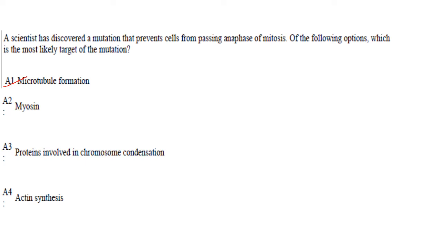So now if the cell cannot pass the anaphase stage, the cell is most likely having trouble with the separation of sister chromatids, and this process is mediated by the attachment of kinetochore microtubules to the kinetochore on the sister chromatids. So there is a problem with the anaphase stage, meaning there is a mutation affecting the formation of microtubules. So the answer here is option 1, that is microtubule formation.